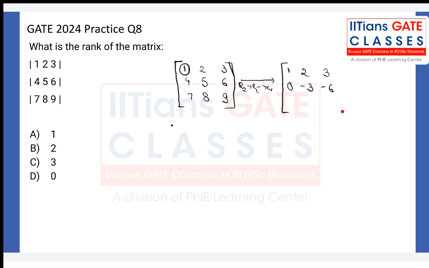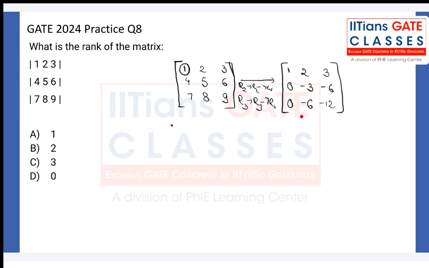And then we do R3 is R3 minus 7 R1. So it becomes 0. 8 minus 2, the 2 into 7, 14, with minus 6. 9 minus 3 into 7 is minus 12. Okay, now you see what's going to happen.